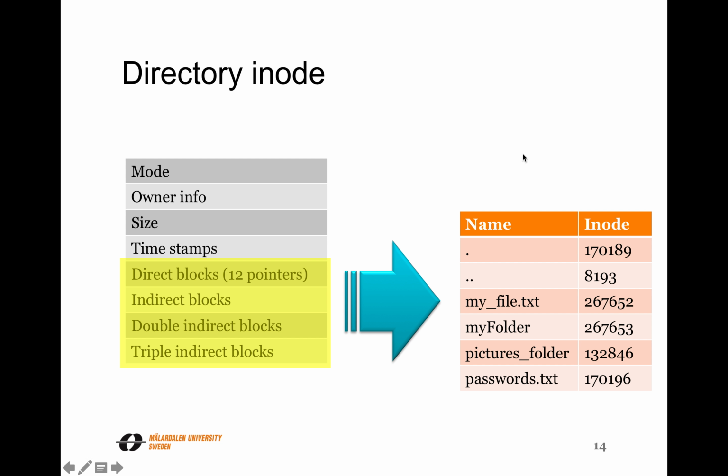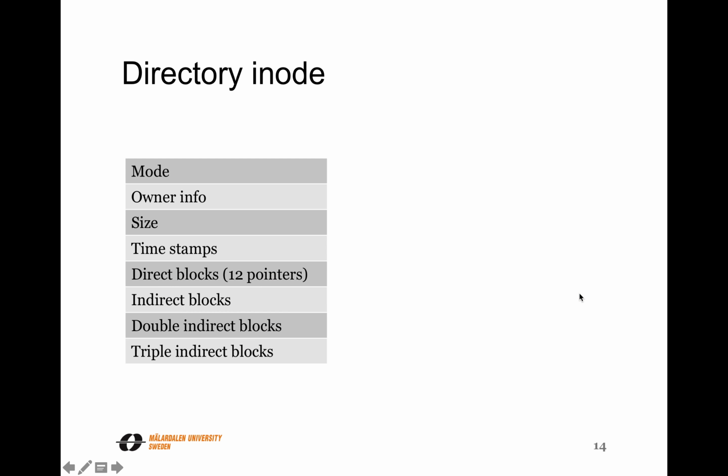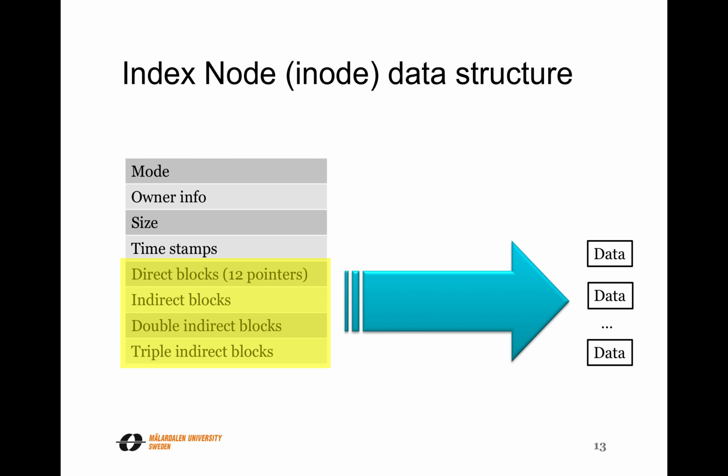So if our user says that I want to read the contents of my file.txt, the system will look inside this directory. First it will try to find my file.txt from the directory table. It finds it right over here, and it will check what is the inode of that file. And then it will look up that file from the inode table and read the data from that inode.